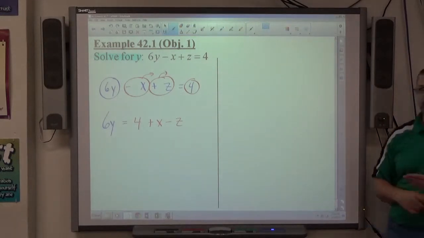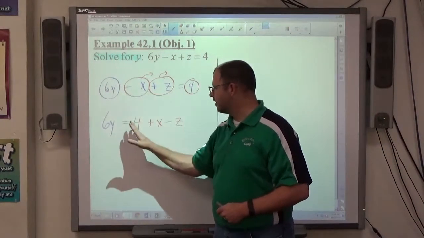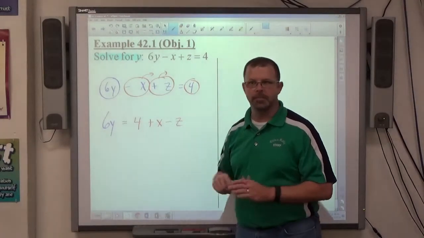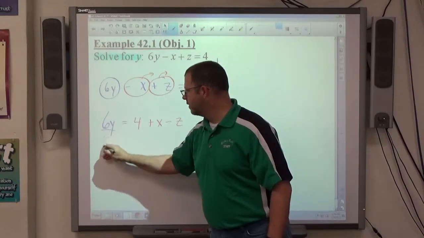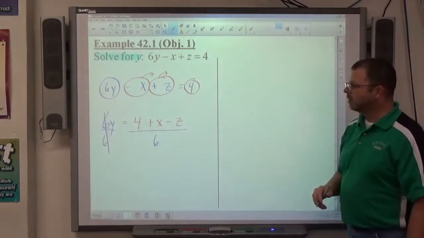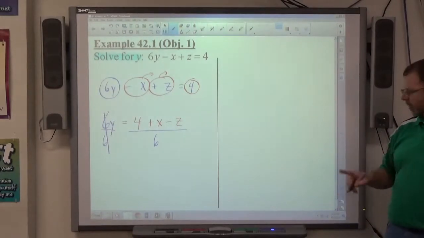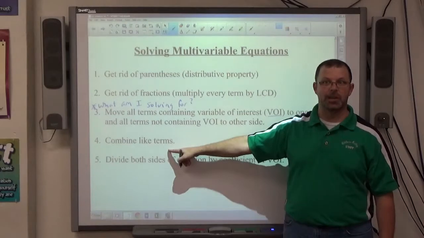If you do step 3 correctly, you should have an equal sign separating things that have the letter you care about and things that don't have the letter you care about. Then you simply divide by whatever's in front of that. Do you reduce? If possible, you reduce, and let me just go back here real quick. Notice in step 4 there's combine like terms. There weren't any, so we skipped that, right?